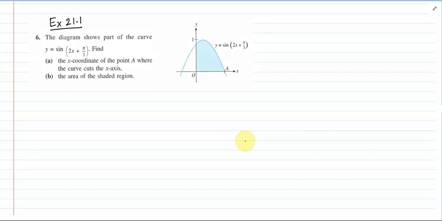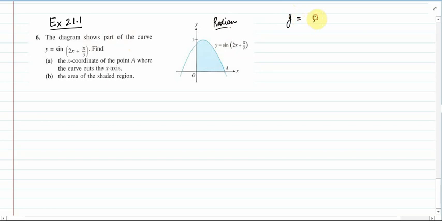In this session, we are going to continue exercise 21.1. In the last class, we have learned how to find out the area of the shaded portion. Now, as you can see that we have a trigonometric function, so make sure that before starting this question, all of your calculators are in radian mode. And make it a practice whenever you see a trigonometric function in calculus, so make sure that your calculators are in radian mode.